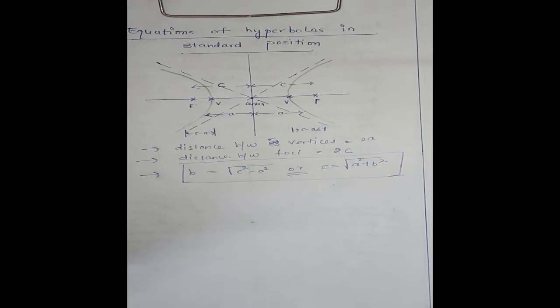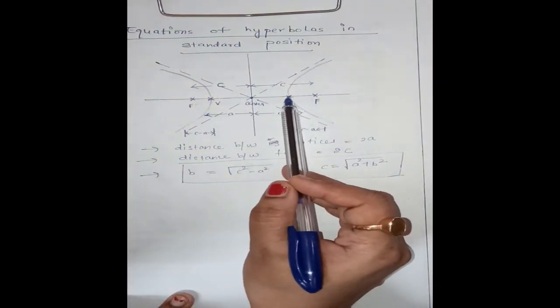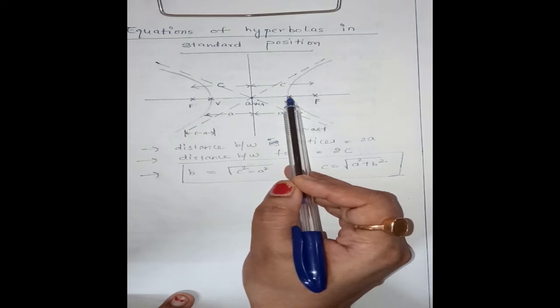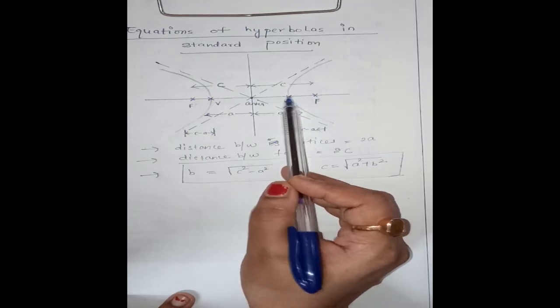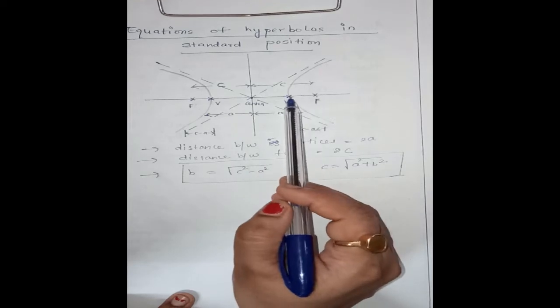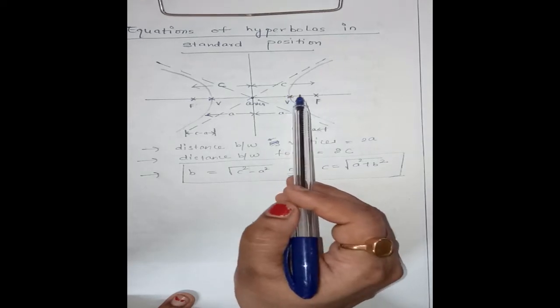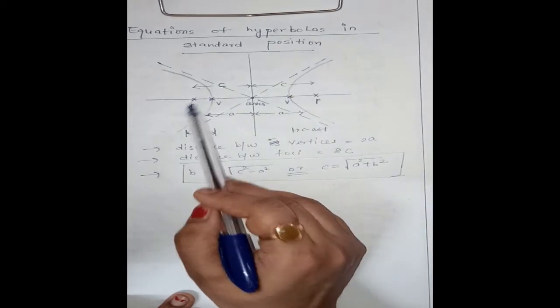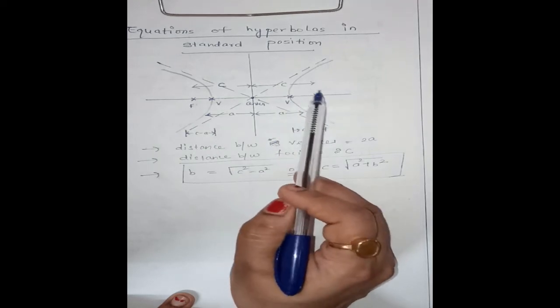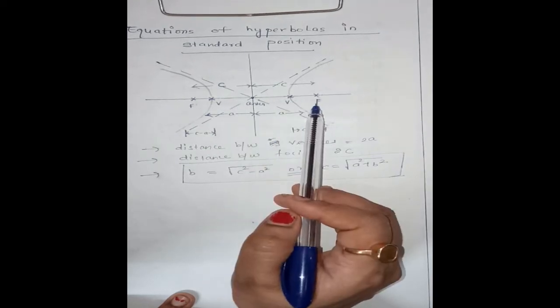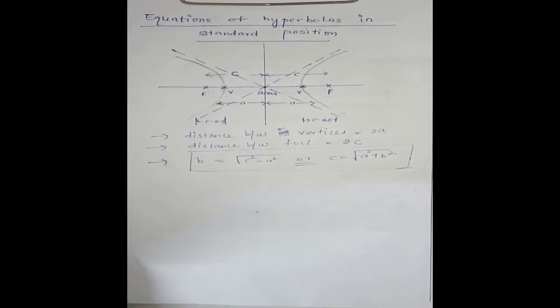Now v is any point on the hyperbola. The vertex is a point on the hyperbola, and according to the definition, the distance between v and the farther focus minus the distance between v and the closer focus is a constant. Okay, now let us find this difference.